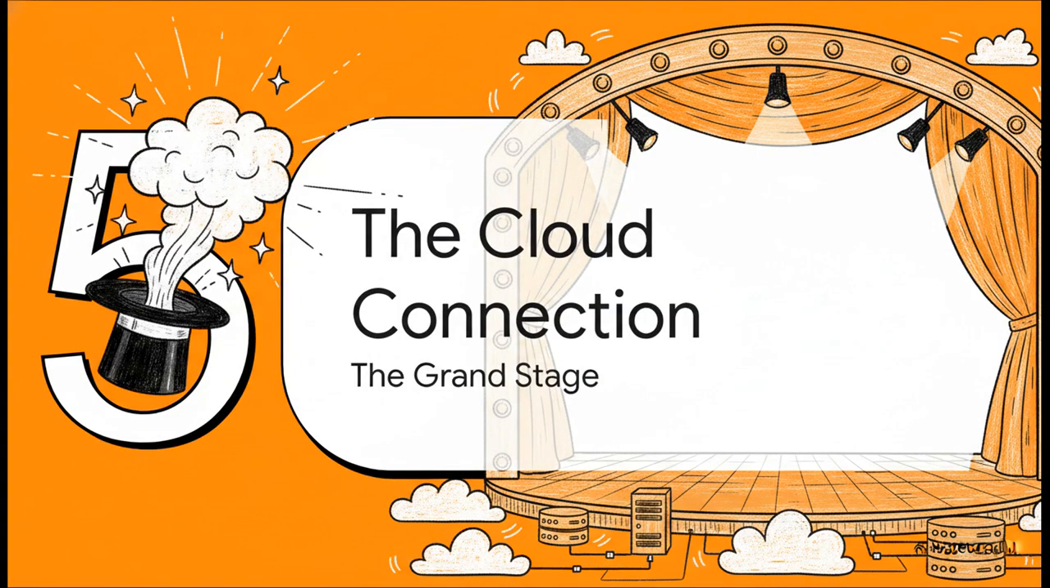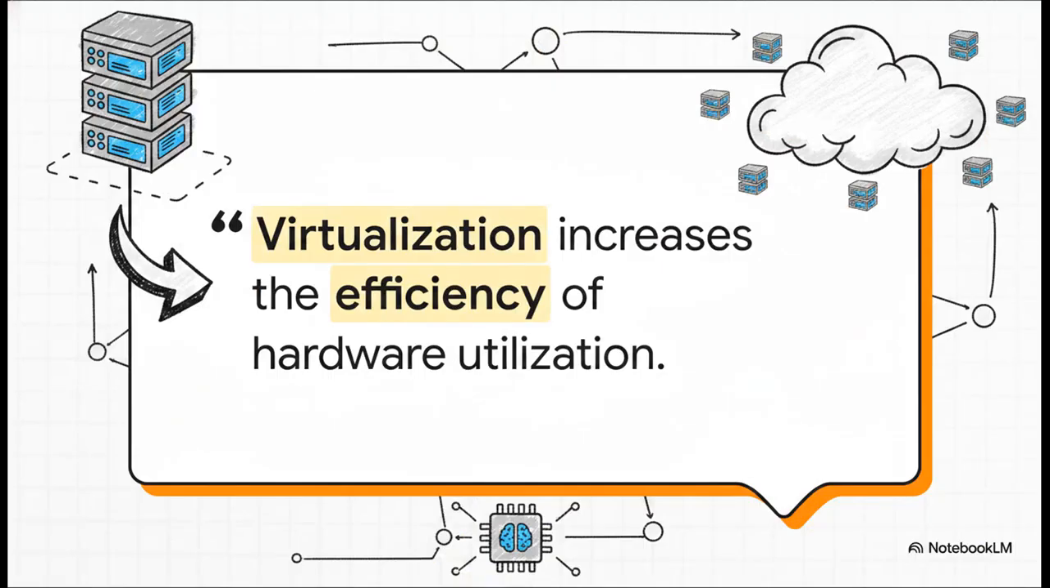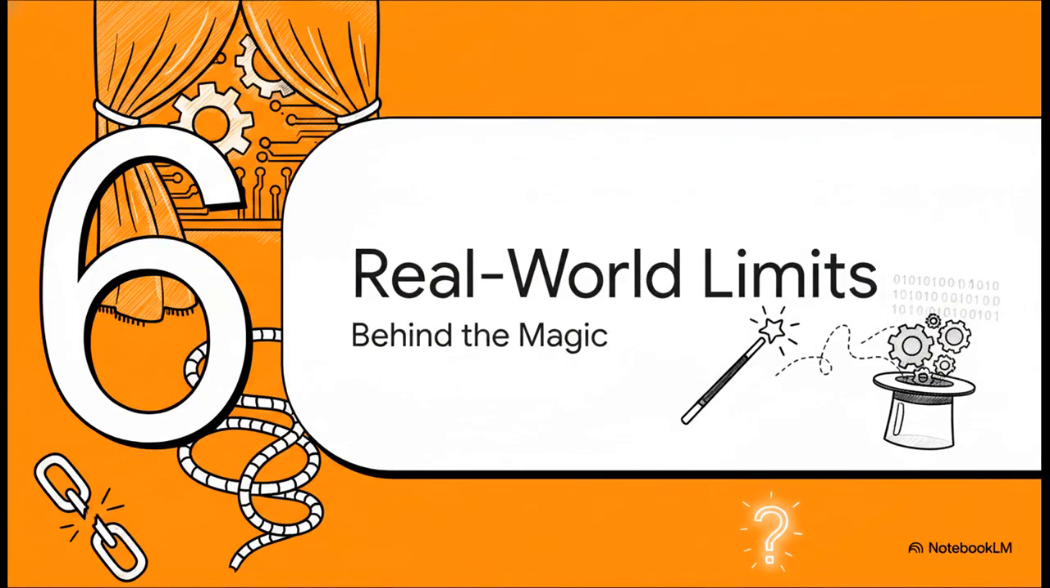Let's hit part five, the cloud connection, the grand stage. Our source material has this great aha moment that perfectly sums up the relationship here. It says, virtualization increases the efficiency of hardware utilization, while cloud adds a layer of management so that virtual machines can be created, scaled, and torn down as required. Simply put, virtualization makes sharing possible, but the cloud makes sharing mandatory. Relying on virtualization infrastructure management, or VEM tools, is literally the reason the vast majority of today's cloud solutions can even exist.